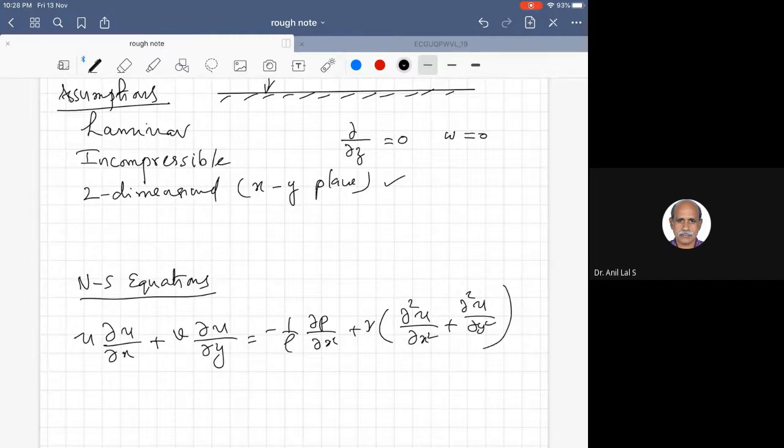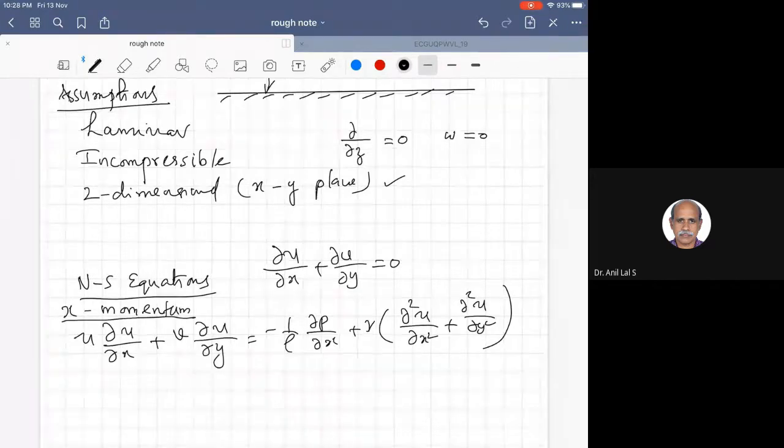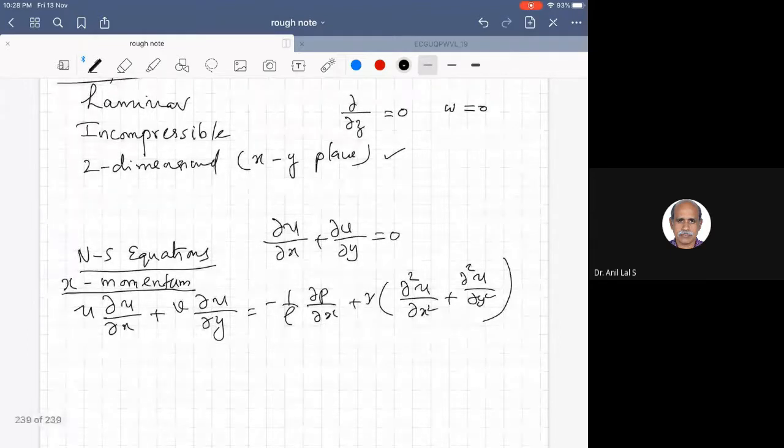And also we have the other equation, continuity: dou u by dou x plus dou v by dou y equal to 0. And this is for the x momentum. There can be a similar equation for y momentum also, but we may not need that for this particular exact solution. Okay. So I will not write it, for the time being.